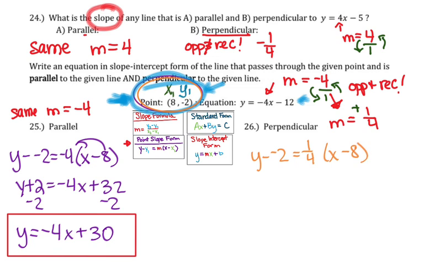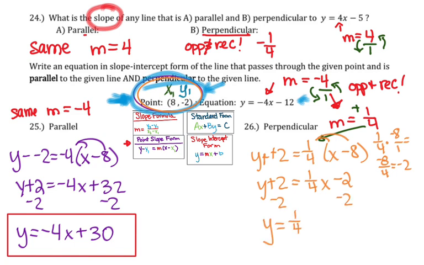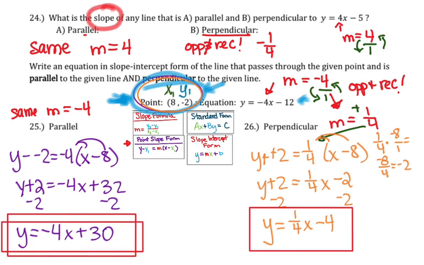So now we use the same point, so we still have y minus the negative 2 equals this slope instead, times x minus 8. I distribute. I have to multiply a fraction. 1/4 times negative 8 will give me negative 8 over 4 or negative 2 when I simplify. And then I simply subtract 2 from both sides. And I have the perpendicular line that goes through this point.